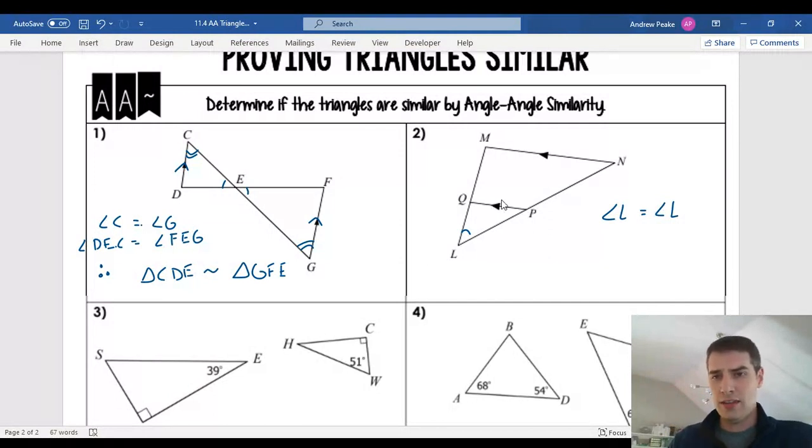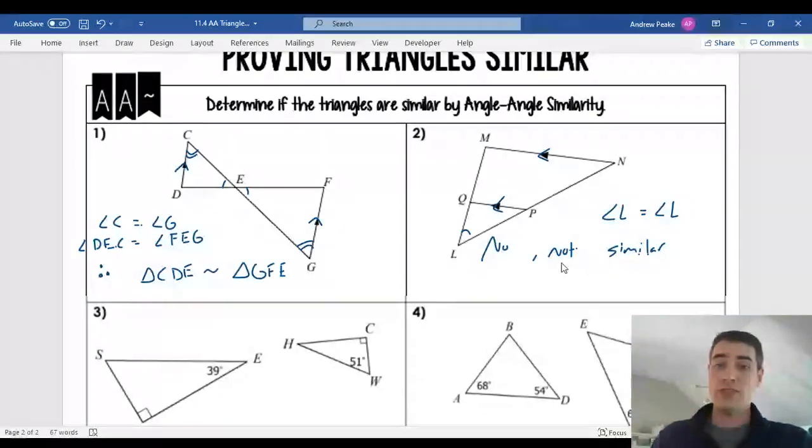In this case, we have, again, parallel lines right here. So I'm going to think about, all right, I have a line going through my transversal. In this case, Q and M would not be equal to one another. Those would add up to 180. Same with P and N. So I don't have another second angle here. So in this case, I would say no, not similar. I only had one angle. I needed two angles. So those two triangles are not similar to one another.